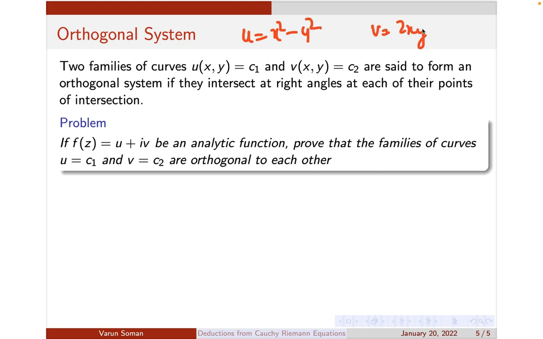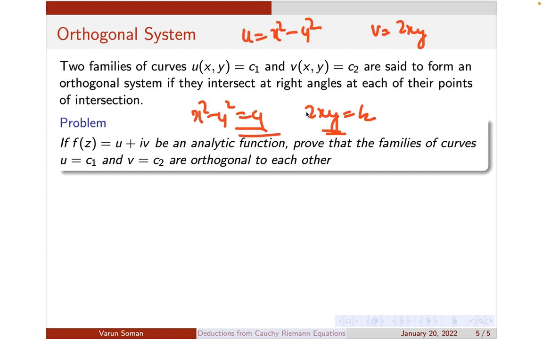Okay, so the question asks you to show that if I'm taking curves like x squared minus y squared is equal to some c1 and 2xy is equal to c2, these two curves are orthogonal, or these two curves intersect at right angles.